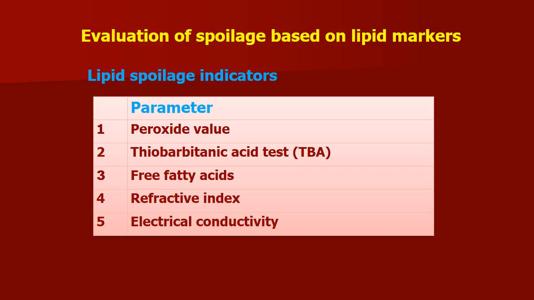spoilage, which sometimes leads to rancidity, we can measure the peroxide value, the thiobarbituric acid test or value, that is the TBA value. Sometimes it is also called thiobarbituric acid reactive substances, TBARS. We can measure the free fatty acids. We can measure the refractive index. The lipid will have an influence over the refractive index, and also we can measure the electrical conductivity. This is a physical property. When there is a change in the physicochemical conditions, it will change the electrical conductivity.